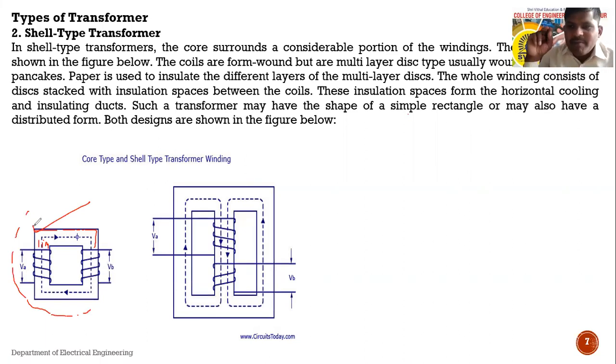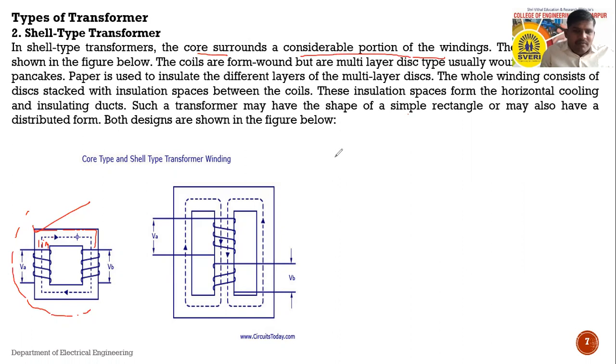The winding wound on the first limb is the primary winding, and the winding wound on the second limb is the secondary winding. That means the winding is wound around the limb. In the case of core type, the winding encircles a part of the core. Now see, in the case of shell type transformer, the core surrounds a considerable portion of the winding. So this is the main difference between core type and shell type.